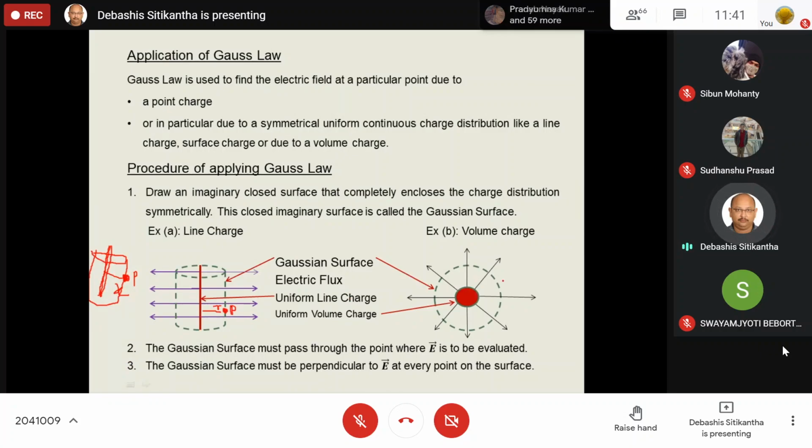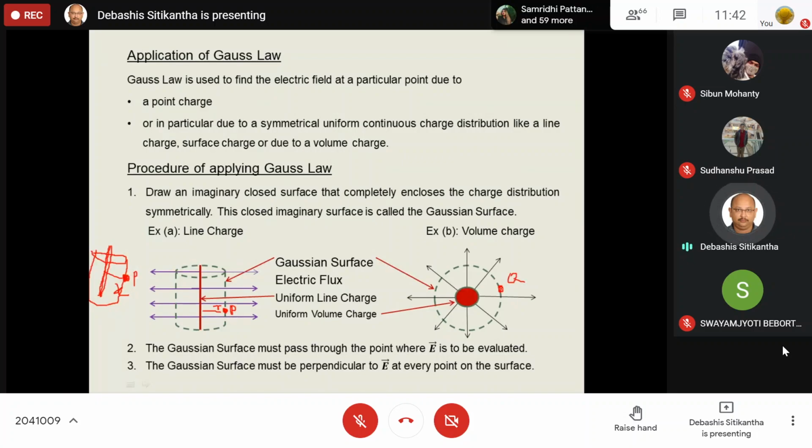Let us come to this example. Now suppose somebody tells me, please find the electric field at the point Q because of this spherically distributed charge. What do you have to do? We have to draw a Gaussian surface, and over here the Gaussian surface is going to be a sphere, and this Gaussian surface must enclose the source of the charge, that is a sphere in this case, symmetrically, and it must pass through the point Q where we want to evaluate the electric field. So these two steps are enough to carry out the application of Gauss law.